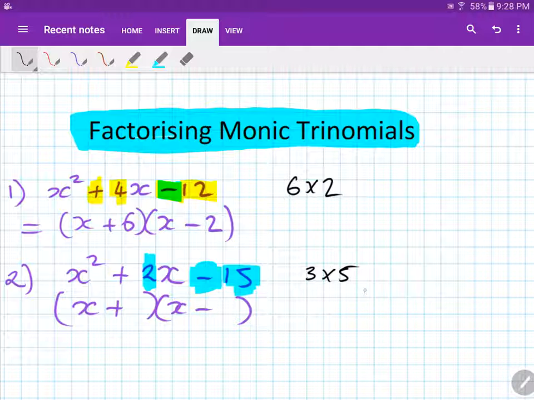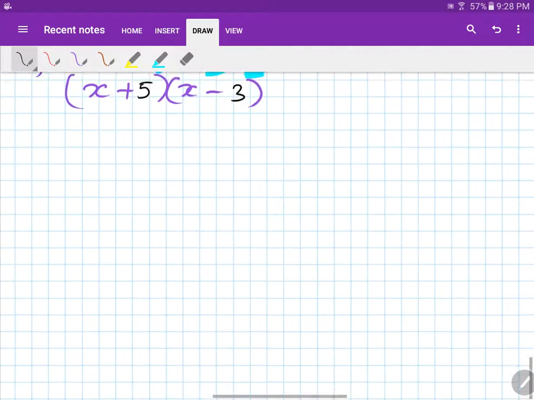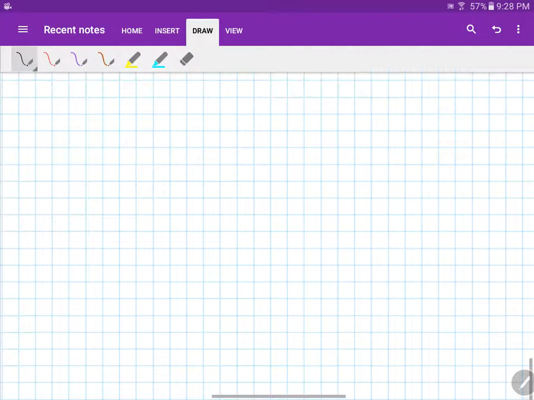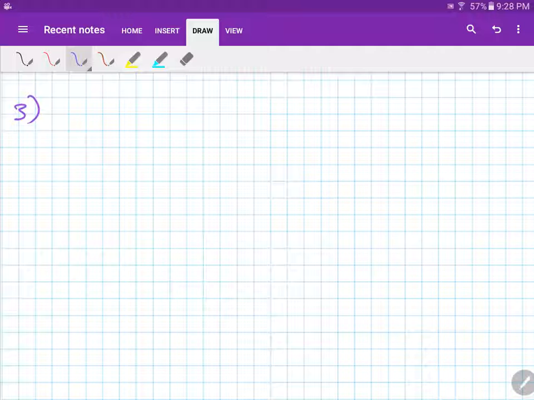You can see the 2 there. But because it's positive 2, the bigger number goes on the positive side, 5 and 3. 5 minus 3 is 2. That's why the positive has to be the bigger number. So just be careful with this kind of factorizing. It comes with practice. As long as you get the right process first and you practice, you'll get it.